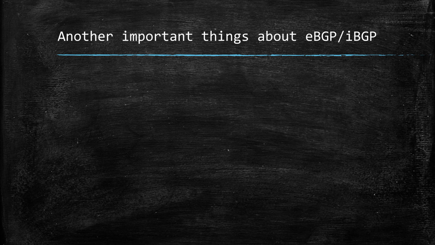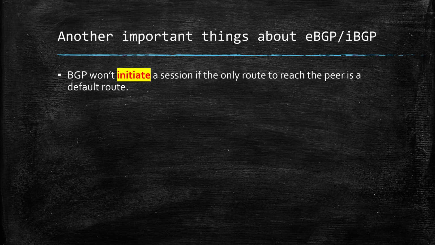There is a third thing we need to talk about. This one concerns both eBGP and iBGP. If a router has only a default route to reach its peer destination address and no more specific route, in this case it won't initiate the TCP session. It will just remain in the active state waiting for the peer to initiate the session. If it receives a TCP request, it will respond and establish the TCP session. This was done this way to prevent instabilities.